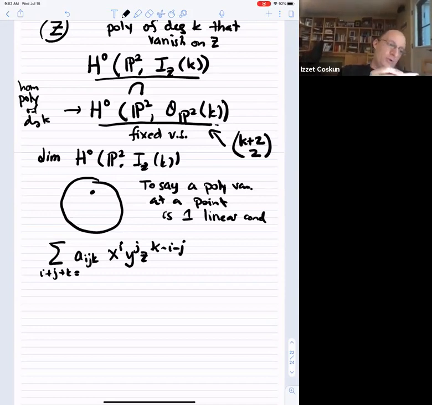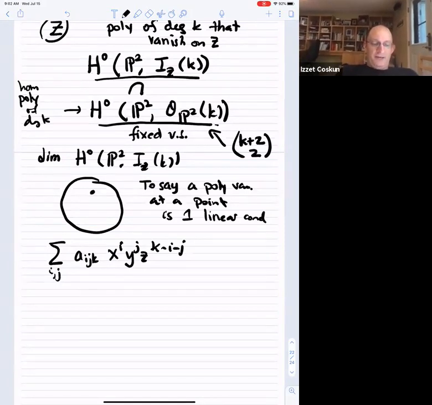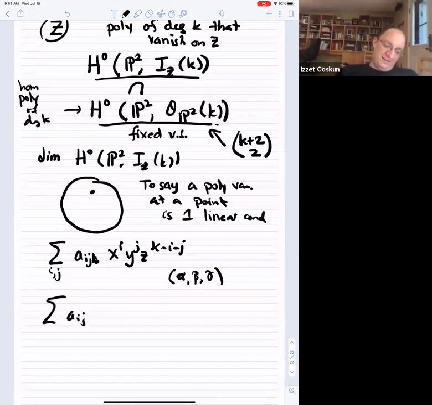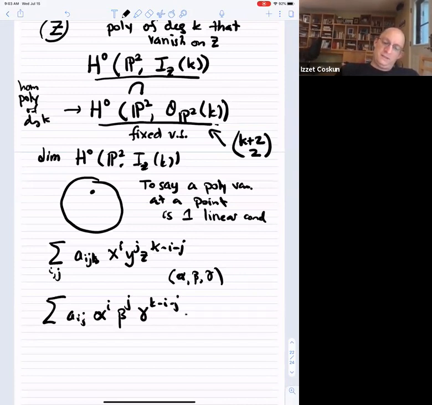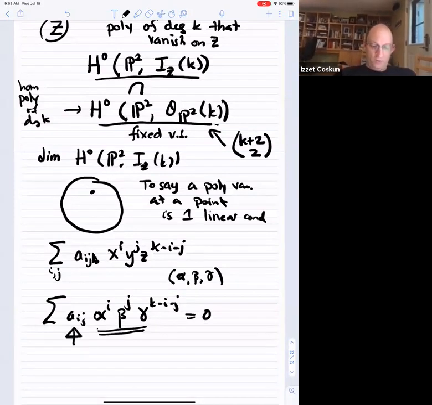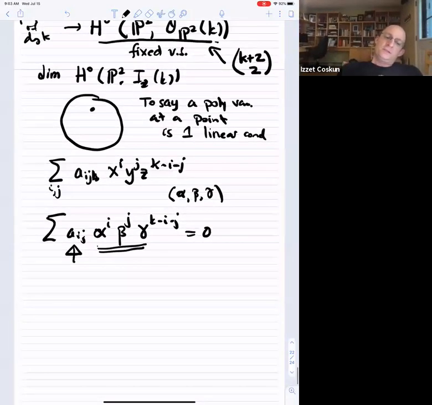So the polynomial is supposed to have degree k, and every polynomial of degree k you can write like this. Now if you have a point (alpha, beta, gamma), you set x equal to alpha, y equal to beta, and z equal to gamma. You get the linear equation: the sum of a_{ij} alpha^i beta^j gamma^{k-i-j} has to be 0. So once you fix the coordinates of the point, this is one linear equation on the coefficients of this polynomial. To say that the polynomial vanishes at the point is one linear condition.